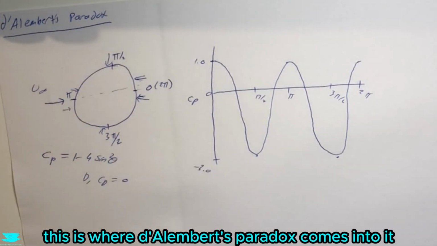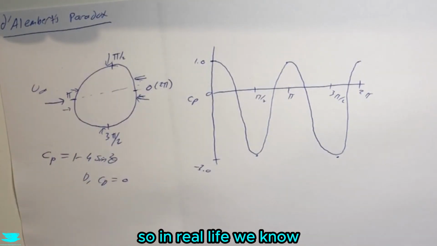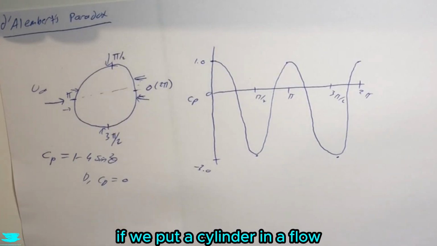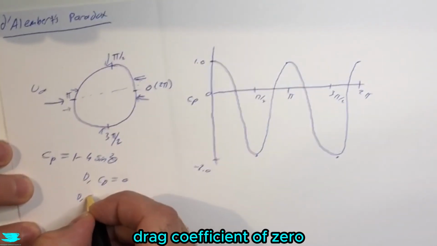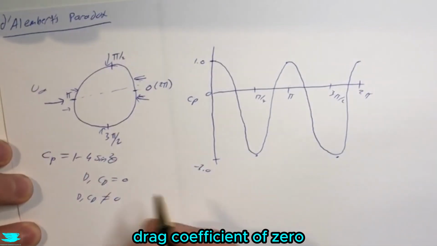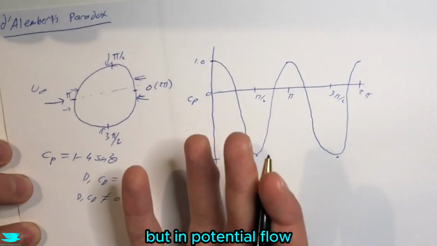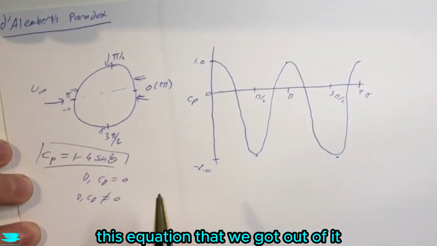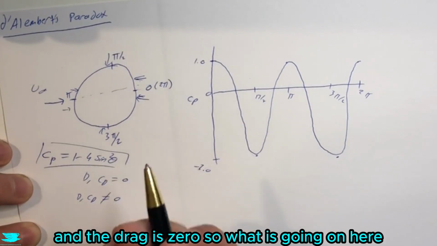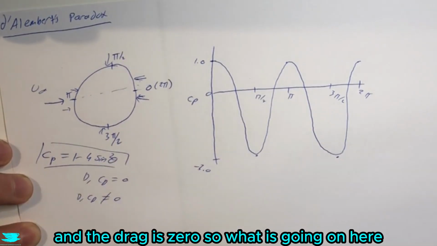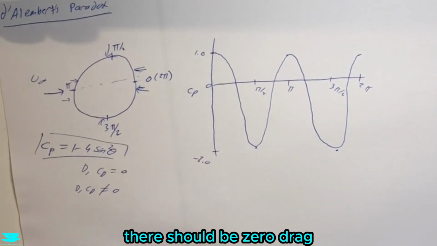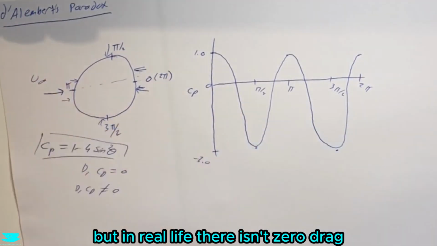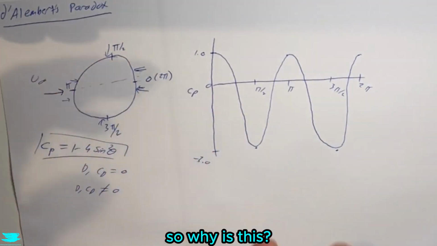This is where D'Alembert's paradox comes into it. So in real life, we know if we put a cylinder in a flow, we do not have a net drag or drag coefficient of 0. But in potential flow, this equation that we got out of it tells us that the drag coefficient and the drag is 0. So what is going on here? This is the paradox. D'Alembert's paradox says in potential flow, there should be 0 drag, but in real life, there isn't 0 drag. So why is this?